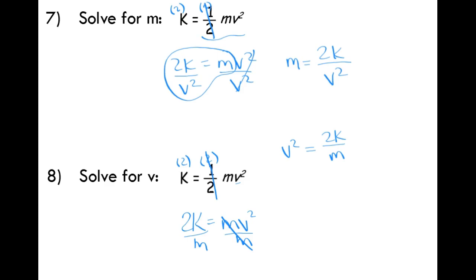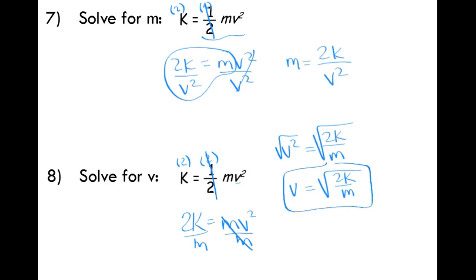V has been squared. The square root is the opposite of squaring. So you show that by taking the square root of both sides. When you square root a squared, it just goes back to the original. And that's the idea there. So we get v equals, and you can't do anything more with it, the square root of 2k over m. There it is.